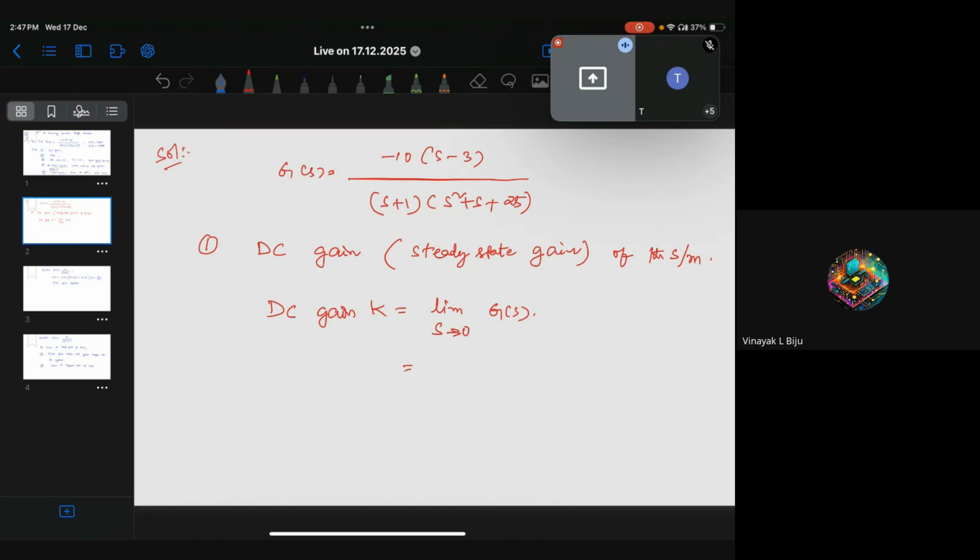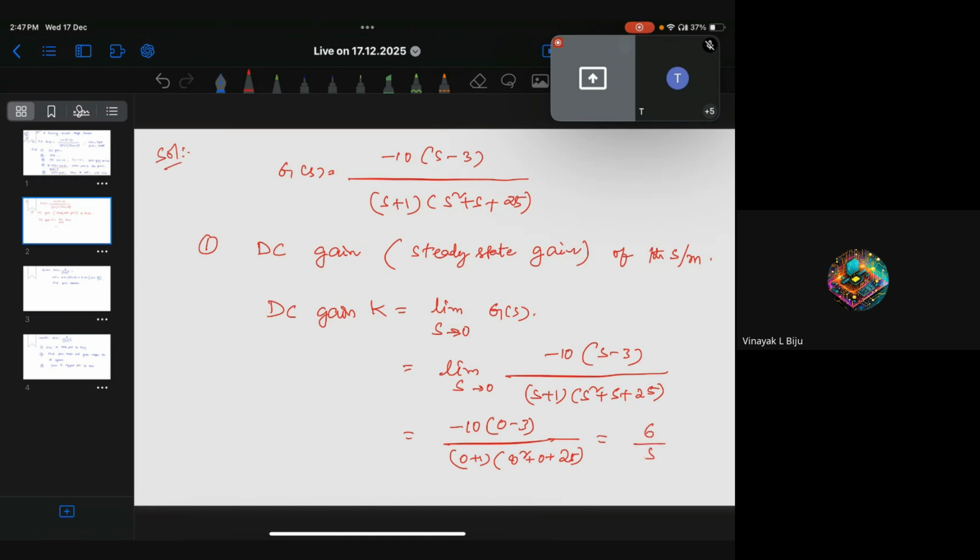In this case, the limit as s tends to 0 of minus 10 s minus 3 divided by s plus 1 times s square plus s plus 25. Putting s equal to 0, we get 0 minus 3 divided by 0 plus 1 times 0 square plus 0 plus 25, which gives 30 by 25, that is 6 by 5. That is the DC gain. Okay, next.